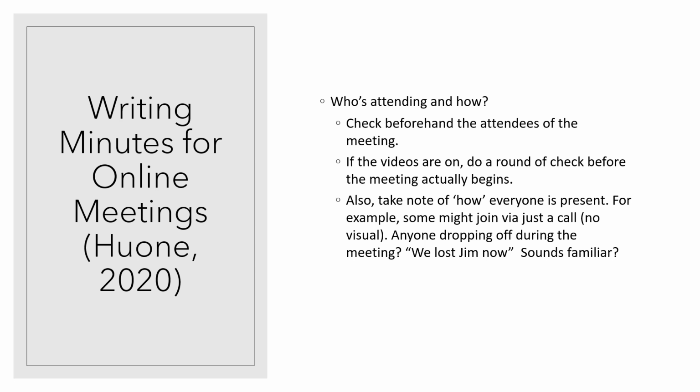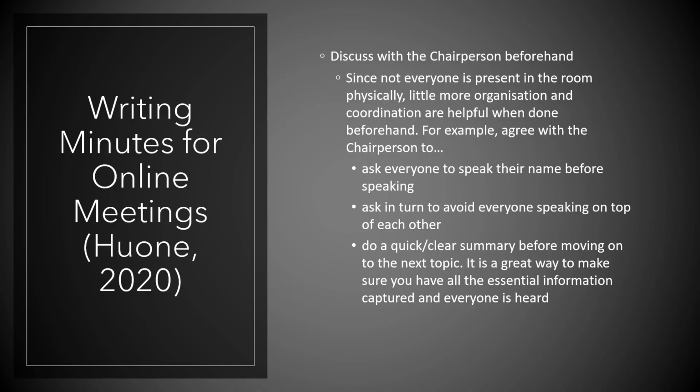And you can use Google Meet, for instance, to capture the attendance, but sometimes it can be a problem because it doesn't capture everybody. So discuss with the chairperson beforehand, since not everyone is present in the room physically. A little more organization and coordination are helpful when done beforehand. For example, agree with the chairperson to ask everyone to speak their name before speaking. Ask in turn to avoid everyone speaking on top of each other. Take turns. Do a quick, clear summary before moving on to the next topic, so that you have captured the right information, and everyone is heard.